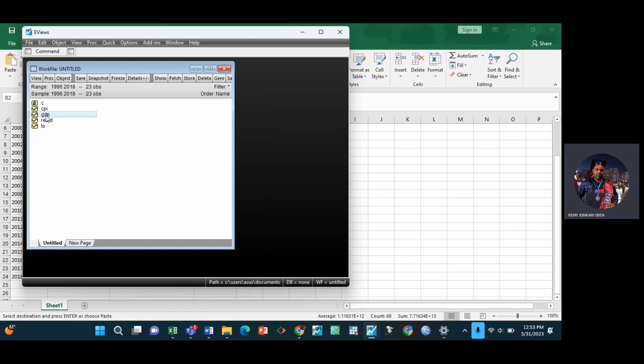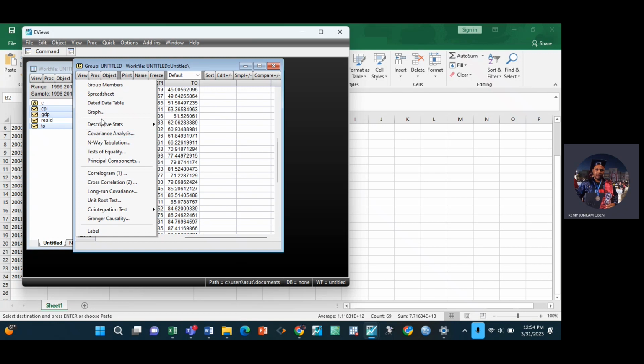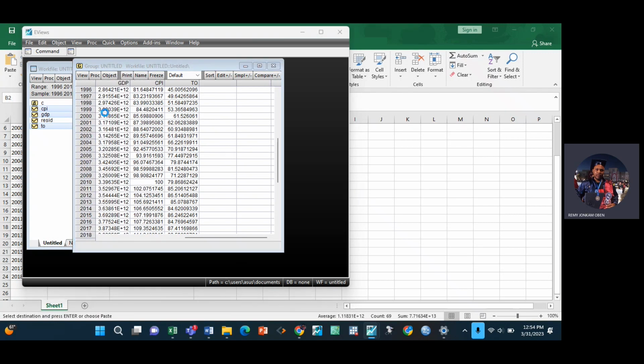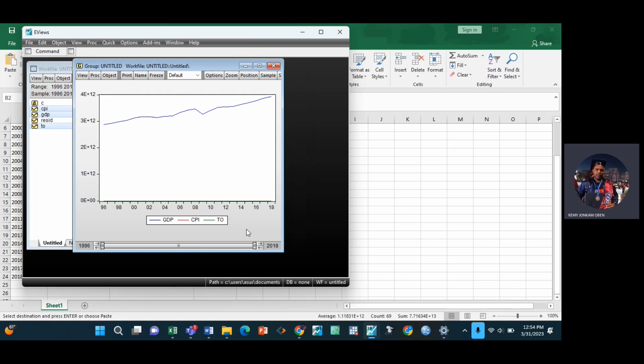So I'll click GDP, CPI, trade openness. I press enter. Come to view. And here you can check graph, you can check descriptive statistics, and you can check correlation metrics under this covariance analysis. If you are trying to check graph, just click on this graph. Don't change anything, just come here, change this single to multiple. The reason why we are choosing multiple is because we want all the graphs to be in one place. Because okay, let me show you single. Let's say single.